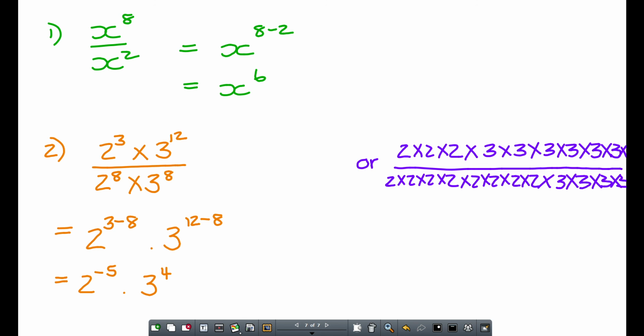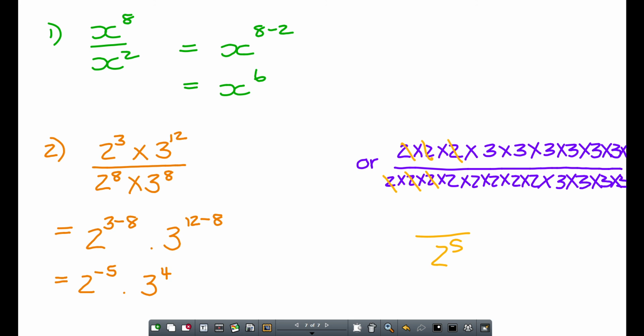And then you cancel out. That 2 with this 2, that 2 with this 2, that one with this one. Can you see no more 2s left at the top? But at the bottom, how many 2s? 1, 2, 3, 4, 5. So at the bottom, I will have 2 to the power of 5.